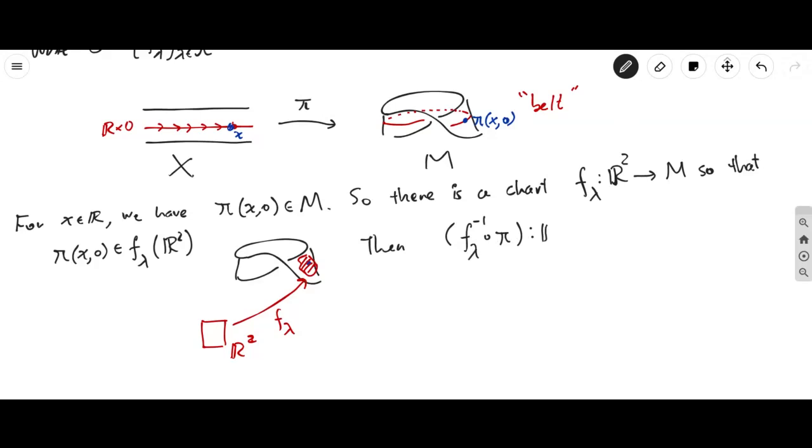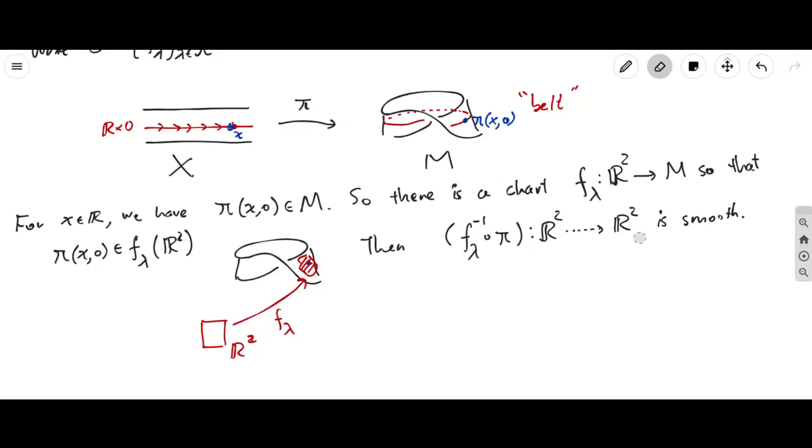I'm going to say that this composition maps R2, and I'm going to use the broken line, into R2. All this means is this composition is mapping some non-empty open subset of R2 homeomorphically onto another non-empty open subset of R2. In fact, not just homeomorphically, but it's a smooth map. The reason is simple: pi is a smooth map between manifolds, and the composition of smooth maps is going to be smooth.